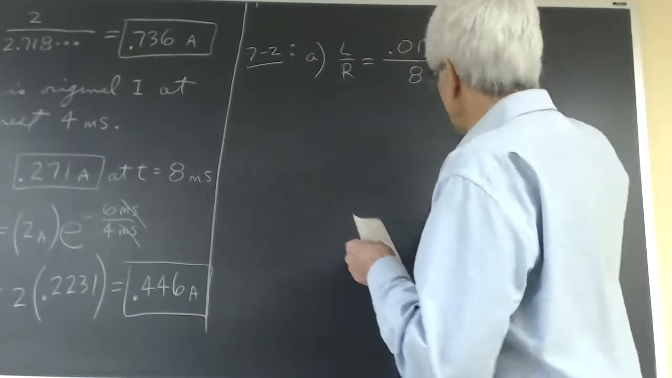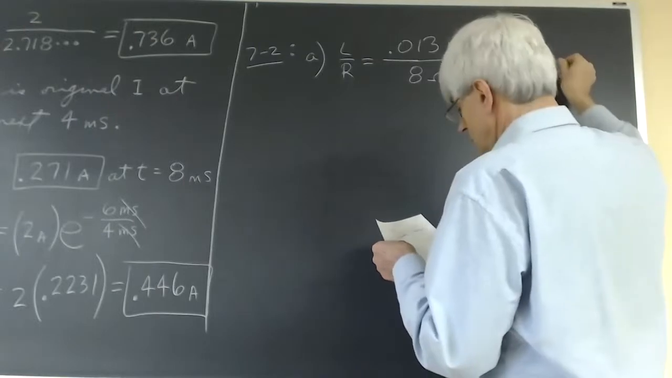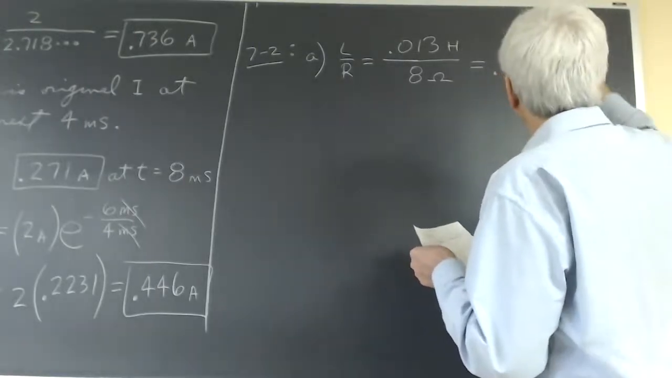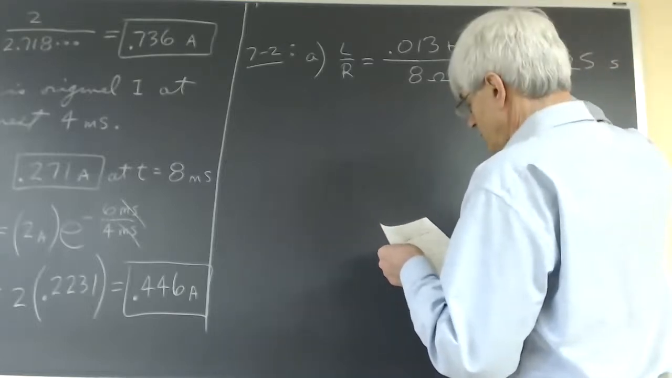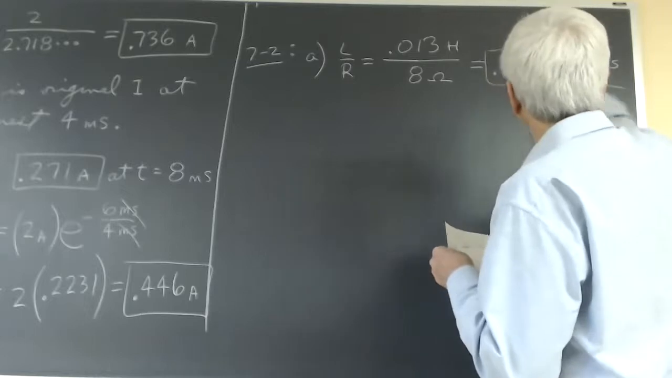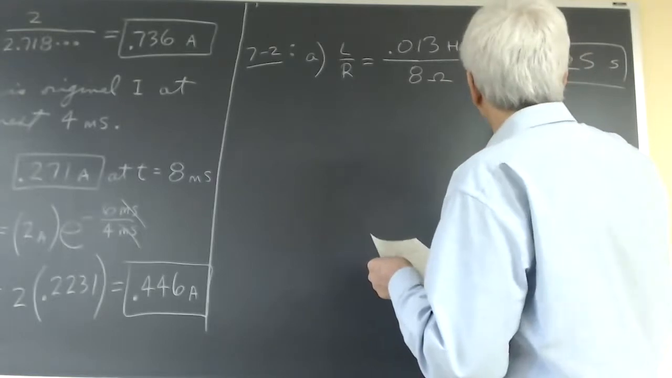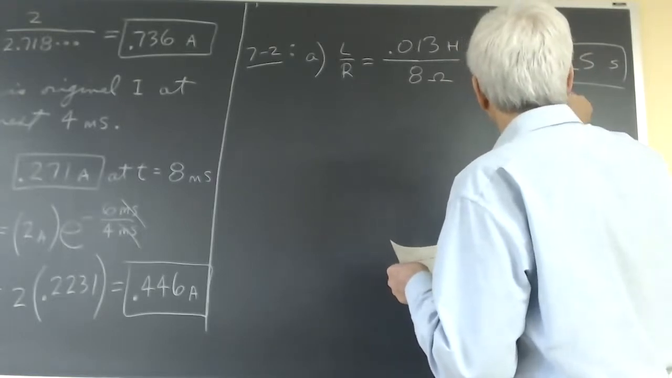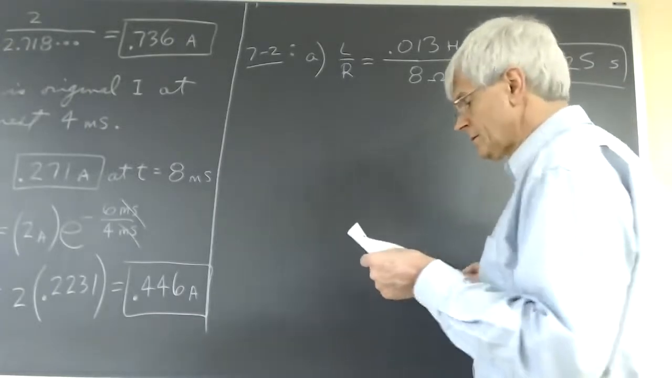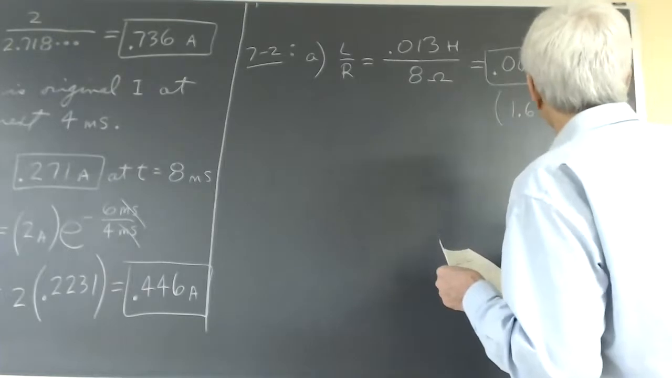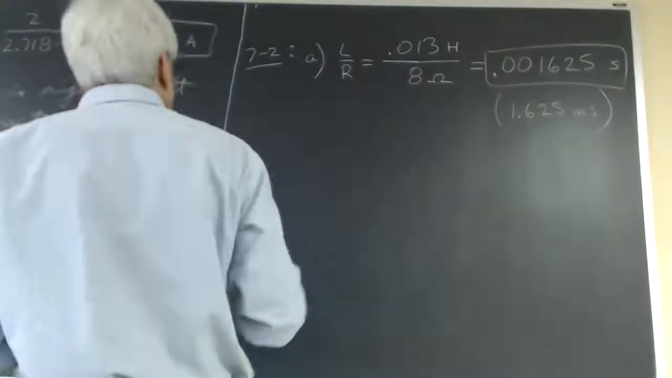Anyway, you divide and you get 0.001625 of a second, which is a perfectly good way of expressing the answer. Or if you don't like decimal points with zeros, you could call it 1.625, 1 5/8 if I remember my fractions correctly, milliseconds.